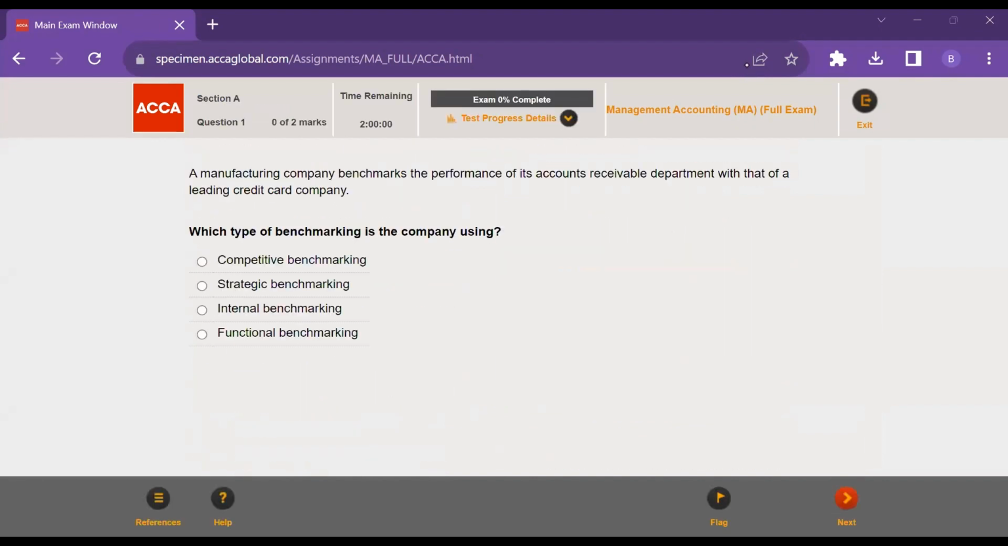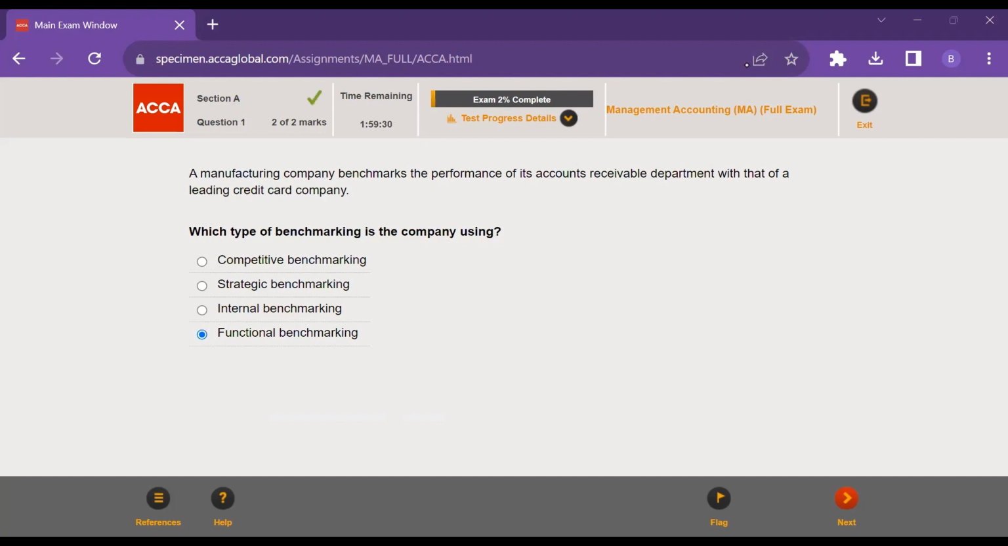So let's get started. The first question is, a manufacturing company benchmarks the performance of its accounts receivable department with that of a leading credit card company. So we have to tell over here which kind of benchmarking the company is using. It is clearly mentioned over here that for their receivables, they are using similar policies like a credit card company. So this is a function. That is why this will be a functional benchmarking.